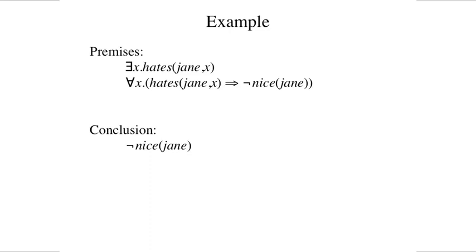For example, if we have the sentence, there exists x such that hates Jane x, and we have the sentence, for all x, Jane hates x implies that Jane is not nice, then through one application of existential elimination, we can conclude not nice Jane. This exercise tests your understanding of our rules for quantifiers.